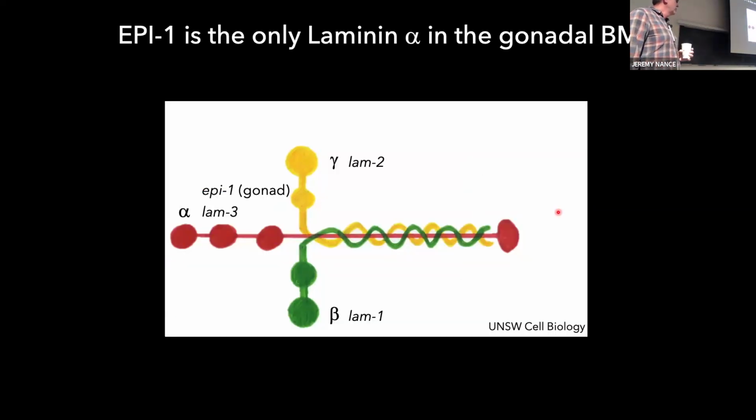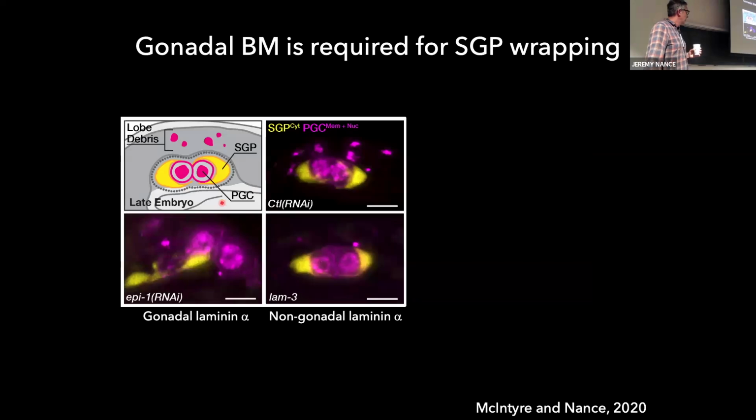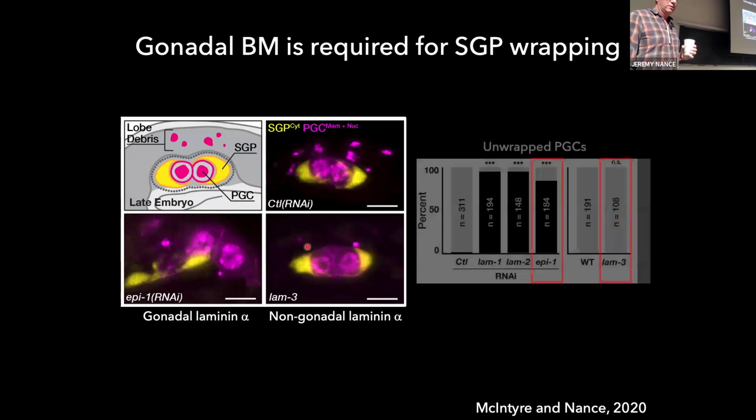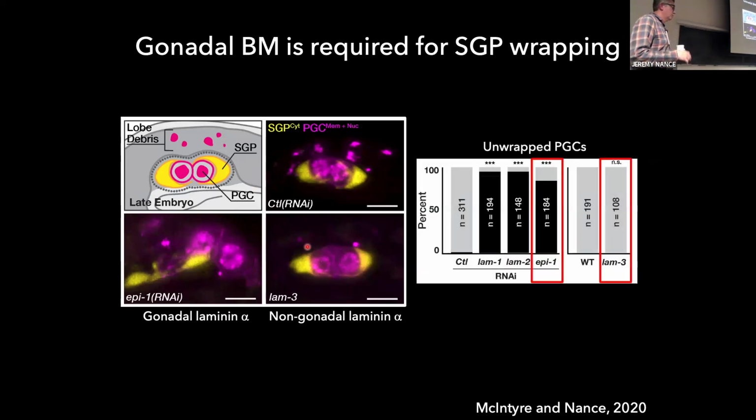Okay, so I mentioned there are two different alphas. It turns out that only one of those is found in the gonadal basement membrane, and that's epi1. And the combination of these two is found in many other basement membranes together. So we took a look at epi1, and it has the same phenotype as the other laminin subunits, but lam3, the alpha that's not in the gonadal basement membrane, has no phenotype. So this actually gave us a tool to more specifically disrupt the gonadal basement membrane as opposed to all basement membrane in the animal. And this becomes important because the embryos don't continue to develop if you take away all laminin, but if you take away epi1, they actually make it to larval stages. So that'll come up later.